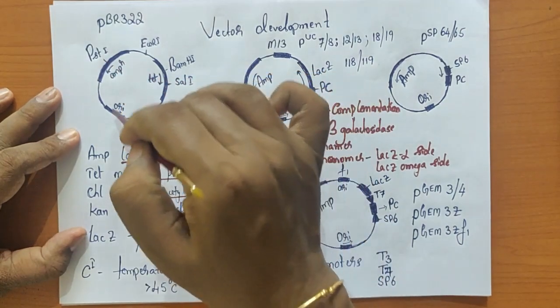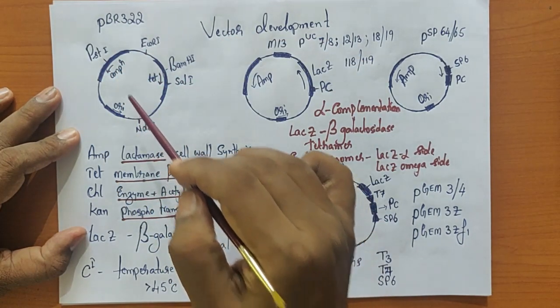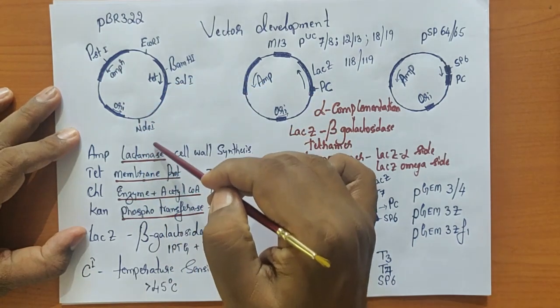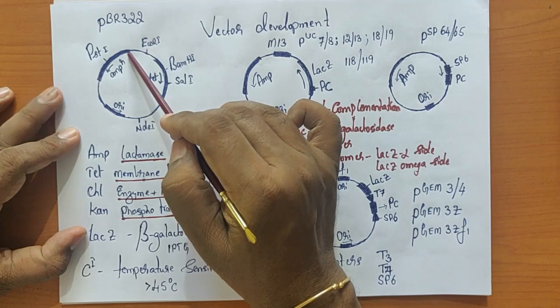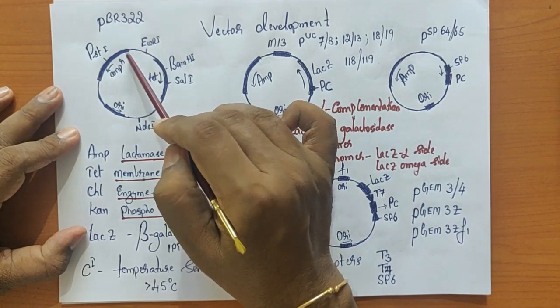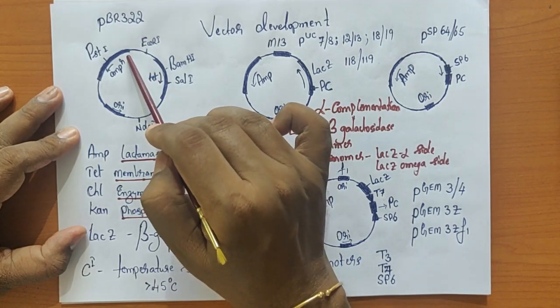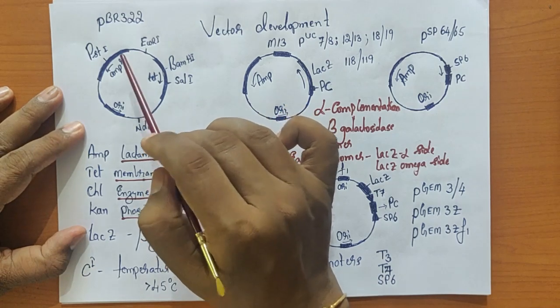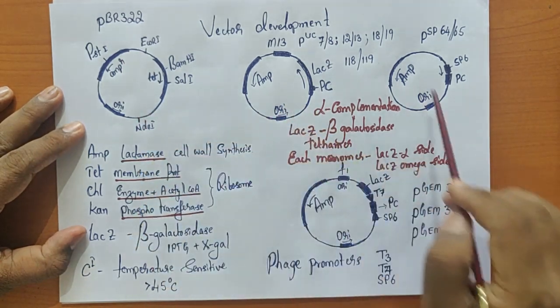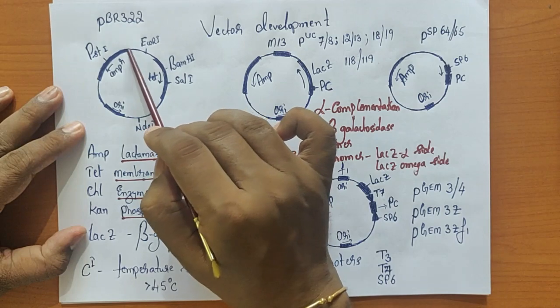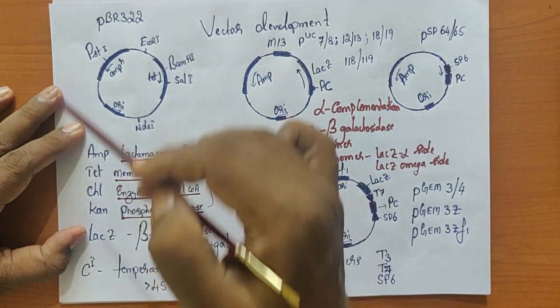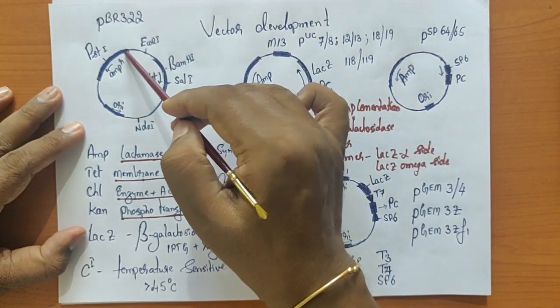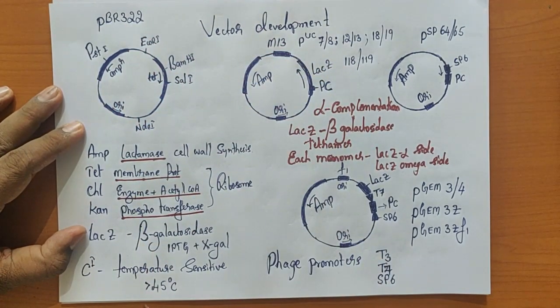In all those resistant genes, it has to produce a protein. That means all of them should have a promoter, an operator, and a ribosomal binding site. But the difference between this vector and these vectors is that because these promoters are not in our control, the moment the plasmid enters into the system, the gene is going to be activated.